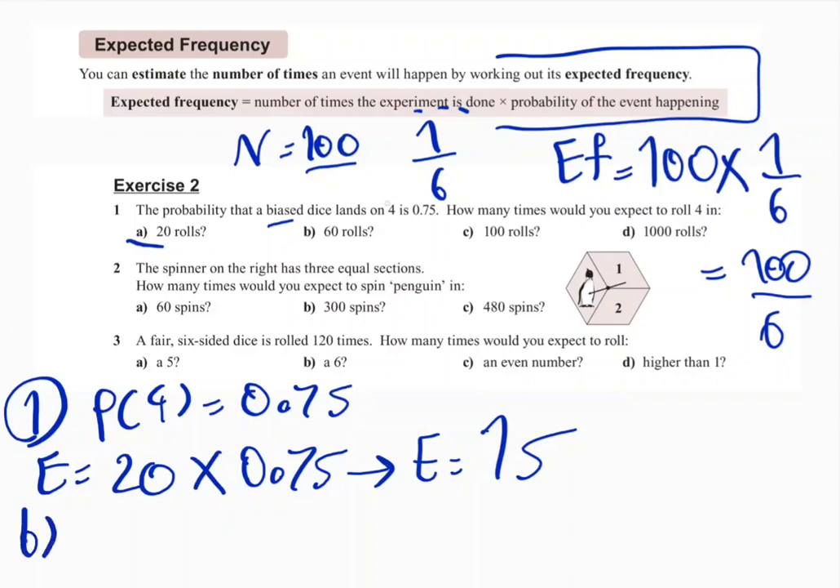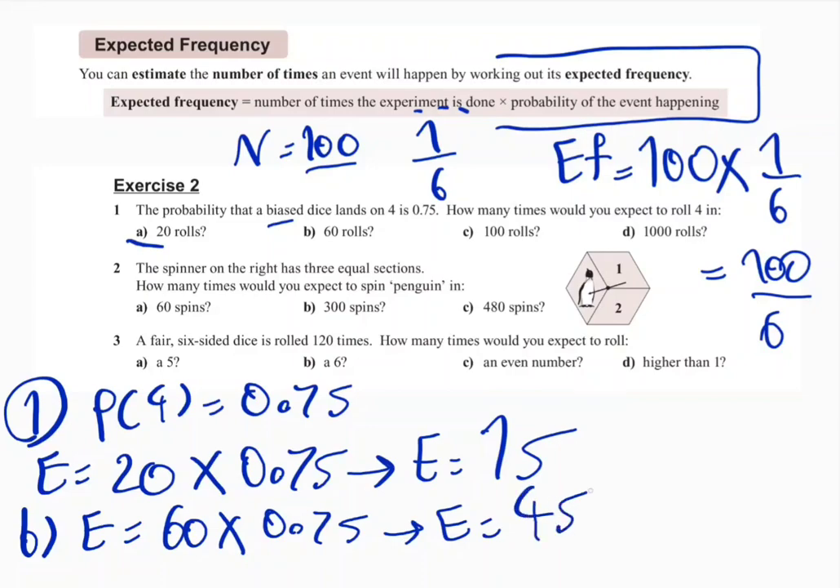Now let's do part B. All the other parts of this question are going to be the same. In B, we roll this dice 60 times, so the expected frequency is simply going to be 60 times 0.75, which gives me 45. So when we roll this dice 60 times, we expect to get 4 forty-five times out of 60. This time, what if we roll it 100 times? That's simply 100 times 0.75, which gives me 75. So we expect to get 4 seventy-five times.